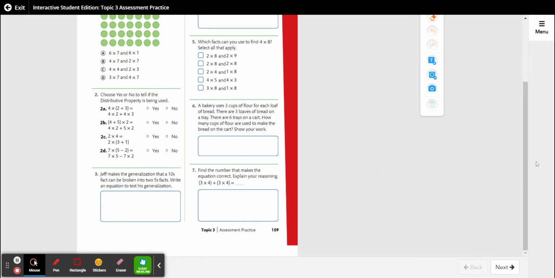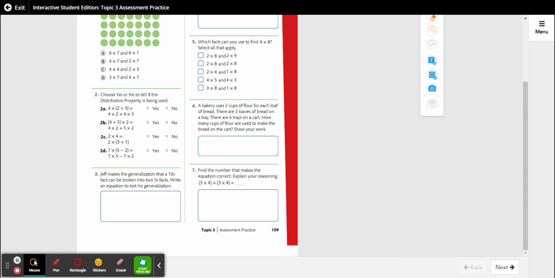Number 2, choose yes or no to tell if the distributive property is being used. Okay, a reminder. The distributive property says that a multiplication fact can be broken apart into the sum of two other multiplication facts. So problem number 1 had to do with the distributive property, and we've had lots of practice in class. So now what you're going to do is look at all of these equations and say whether or not the distributive property is being used.